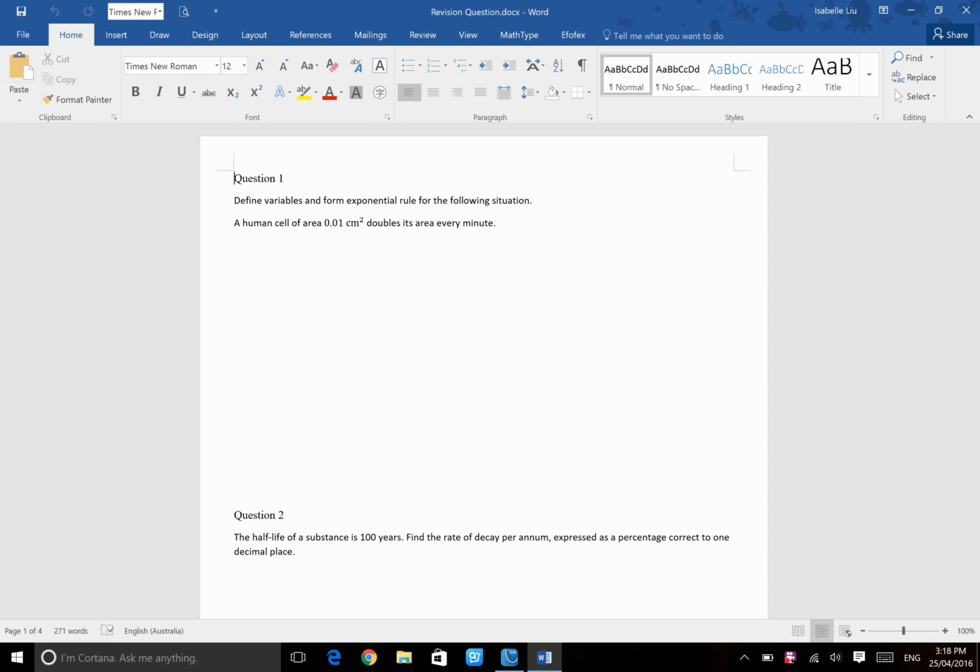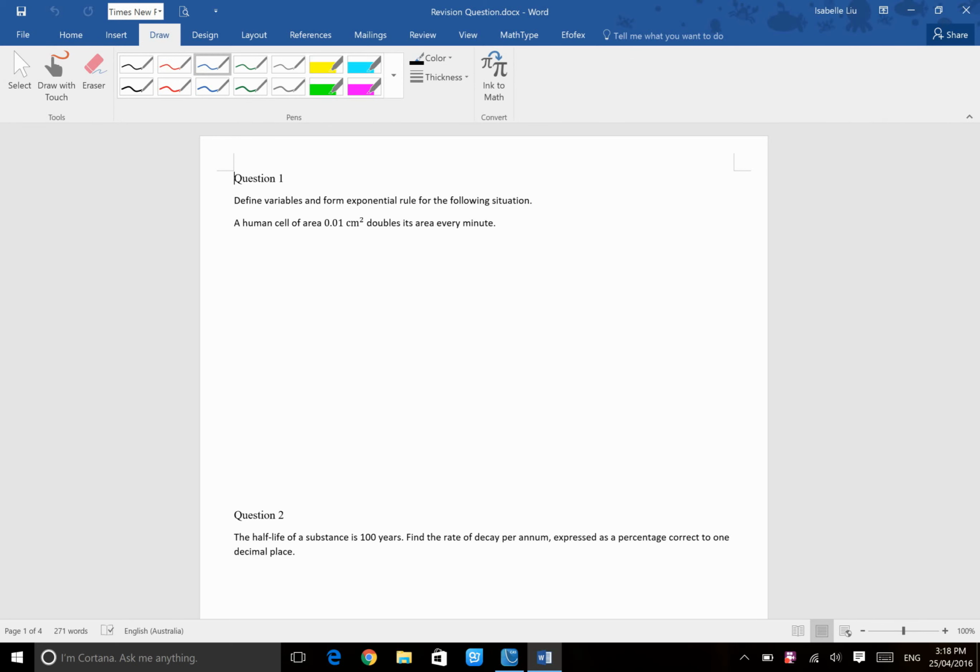So the first question: define variables and form exponential rules for the following situation. A human cell of area 0.01 centimeter squared doubles its area every minute. I know this one should be exponential growth, because the area is increasing. So I can have A equals A0 times (1 plus R percent) to the power of t. A0 is the initial amount and R is the increasing rate.